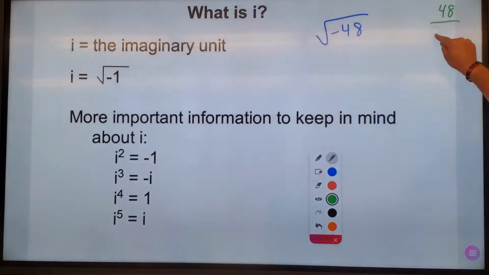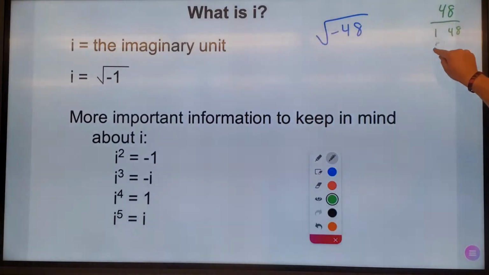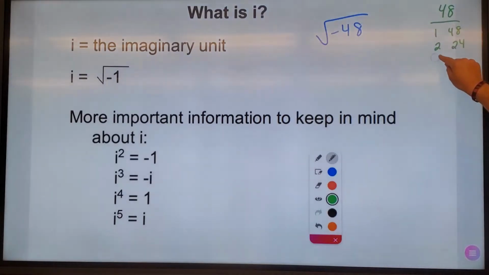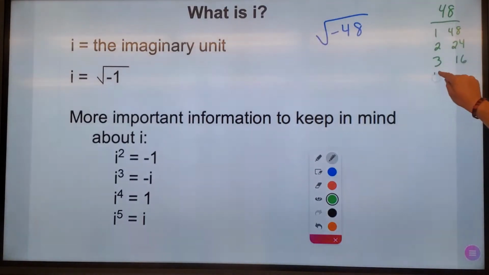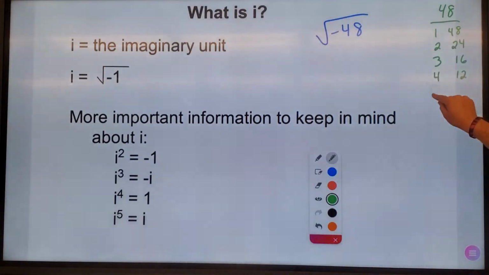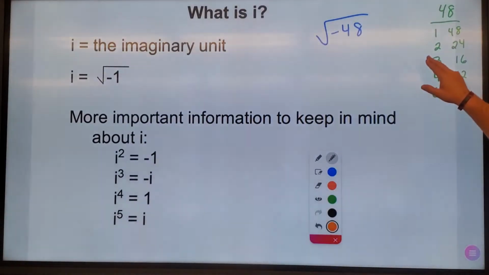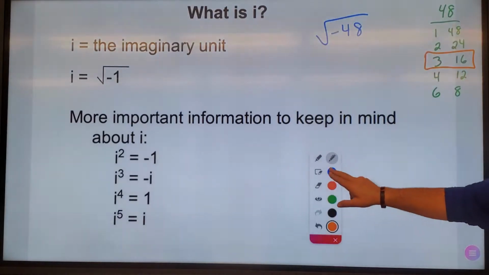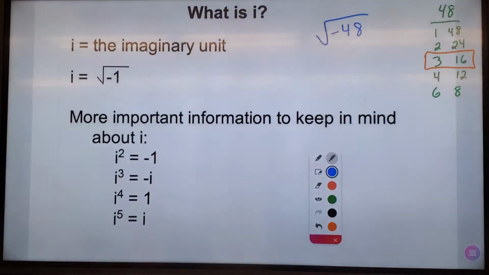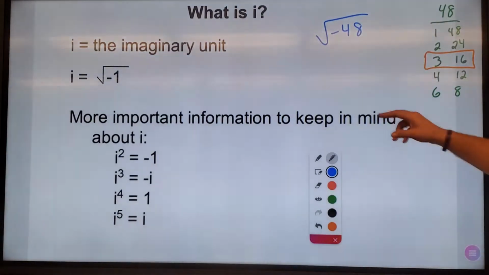The factors of 48 are 1 and 48, 2 and 24, 3 and 16, 4 and 12, and 6 and 8. Again, I'm looking for that largest perfect square factor. So 48 is not it, 24 is not it, 16 is the largest perfect square, so we will use that set. But the difference between this one and what we've done before is I'm going to break it apart a little bit different, so please pay attention to that.